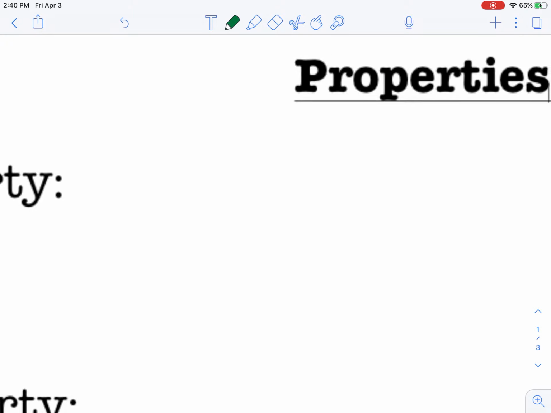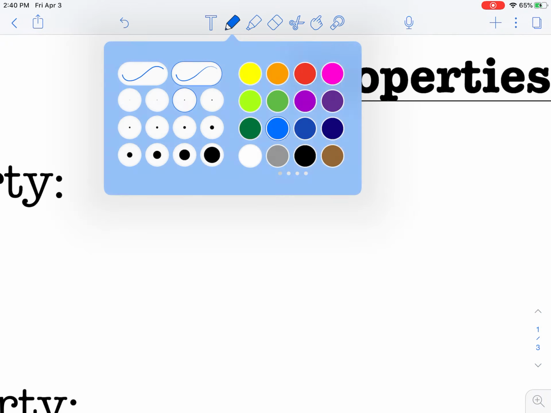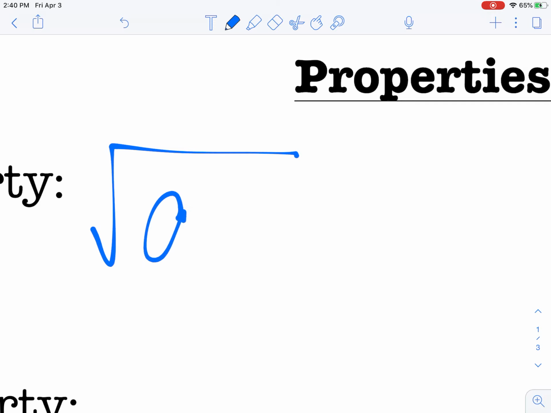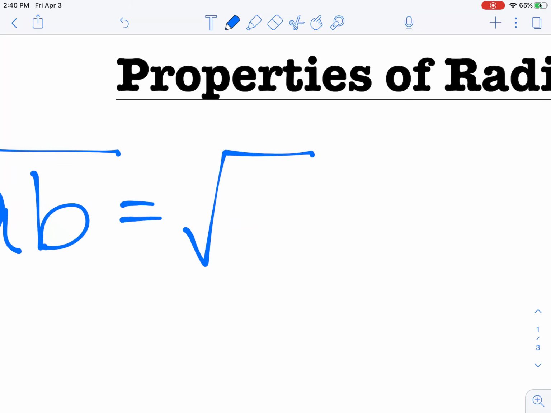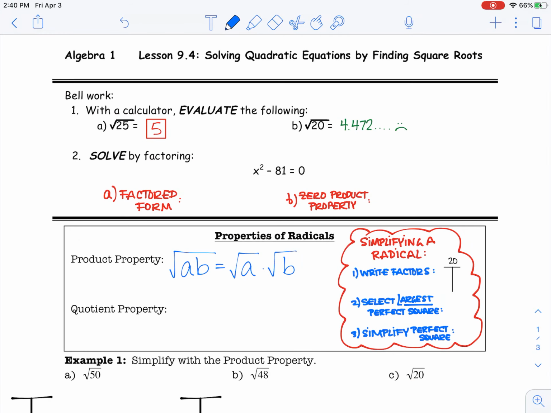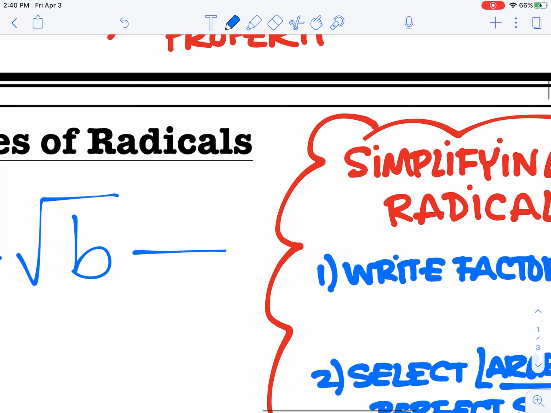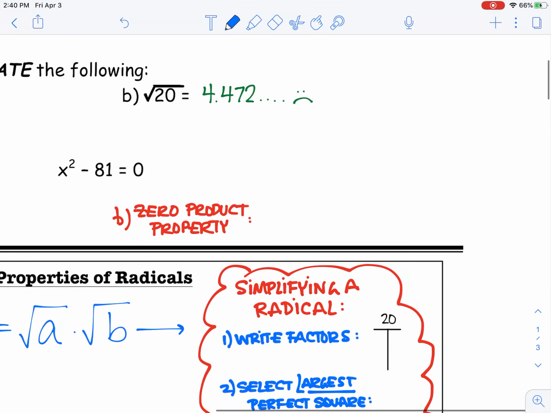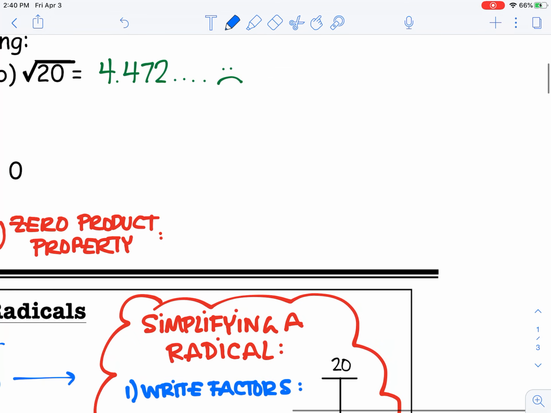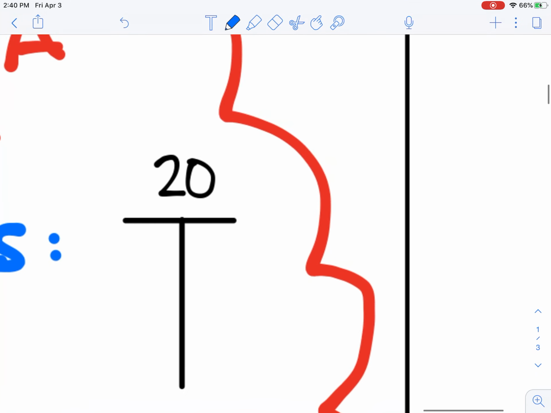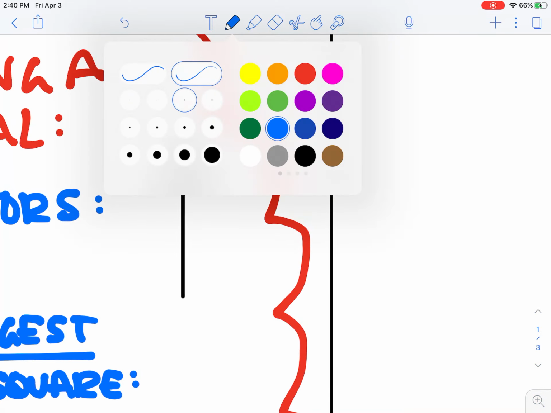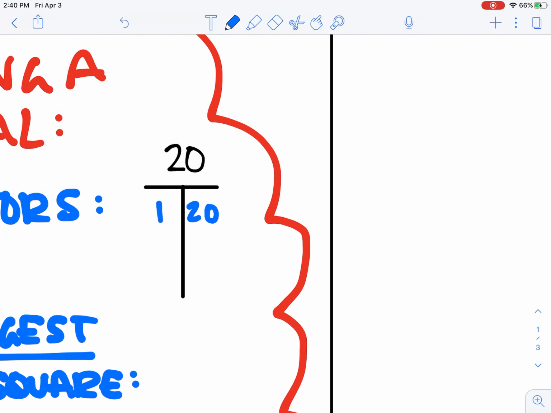We have 2 properties. The first of these properties is called the product property. It states that if I have the square root of a product, I can separate that product out into 2 factors that make up that product. So let's practice this with the square root of 20, which we were using in our bell work example number 1. If we look at the factors of 20, that would include 1 and 20, 2 and 10, and 4 and 5.